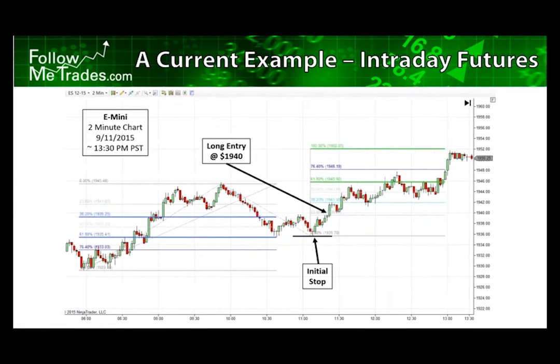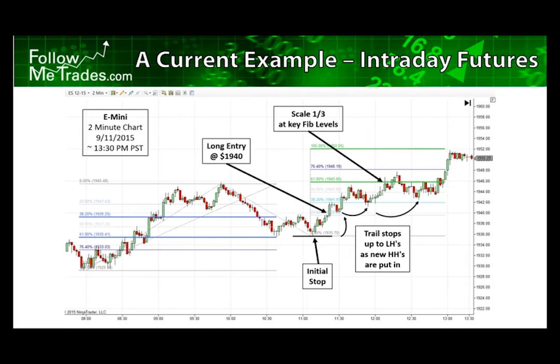So once we're in the trade, then we manage it, right? Got my long entry at 1940, right? I trail my stops. Again, as new higher highs are put in, I trail my stops up to the previous lows. I scaled as it crossed the first Fibonacci line after the entry. In this case, it got into the price target zone at 61.8. And then the market closed at 1 o'clock. I was still in. I don't want to hold futures overnight, so I exit the trade.